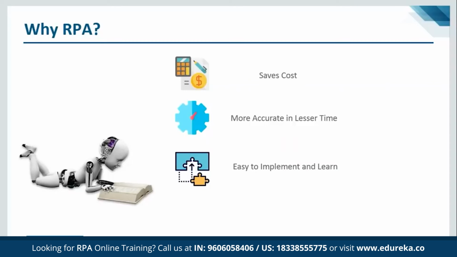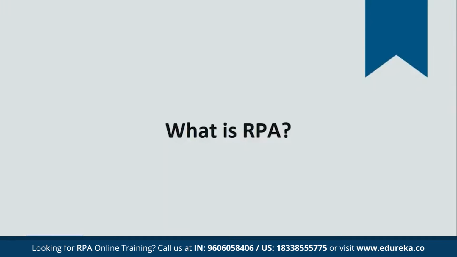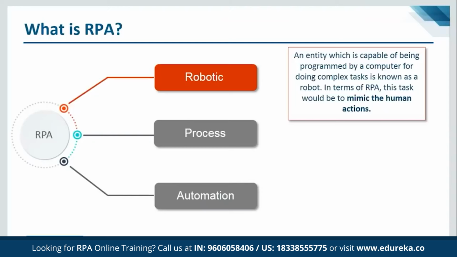So with this, guys, we have understood why we needed RPA, and let's move on to understand what RPA exactly is. RPA, as you might have guessed, is an acronym for Robotic Process Automation. Let's understand the three terms one by one. What is robotic? Robotic is basically an entity which can be programmed to mimic human actions. So any entity which can mimic human actions on being programmed is called robotic.